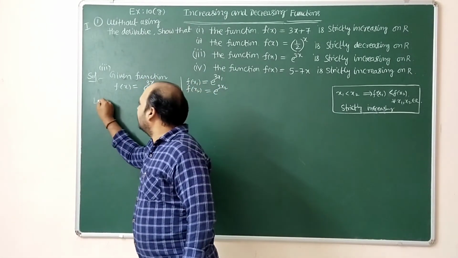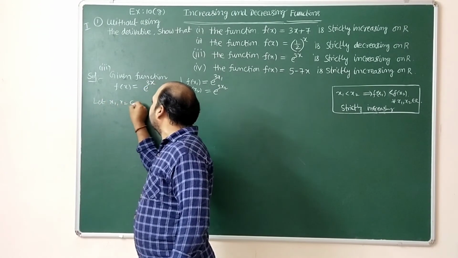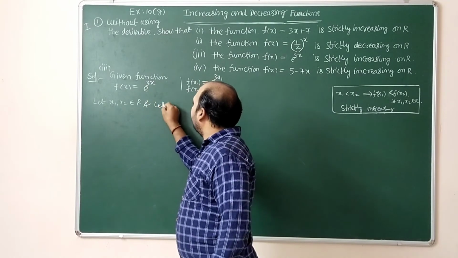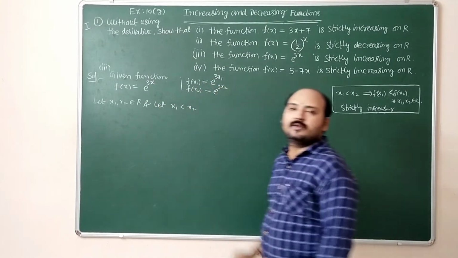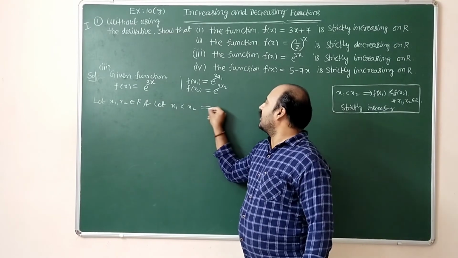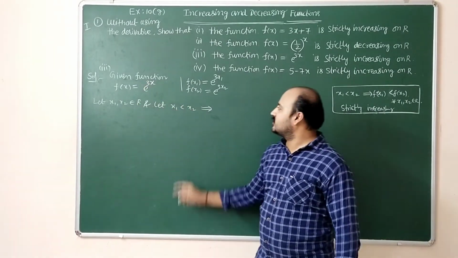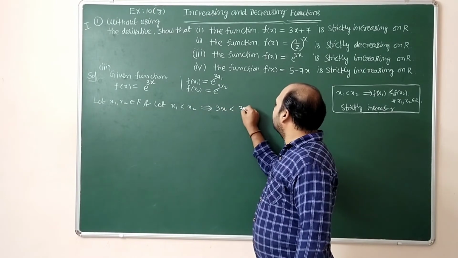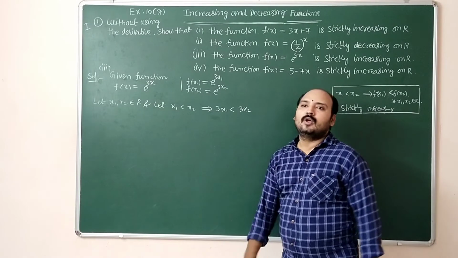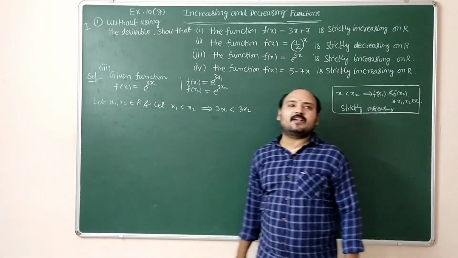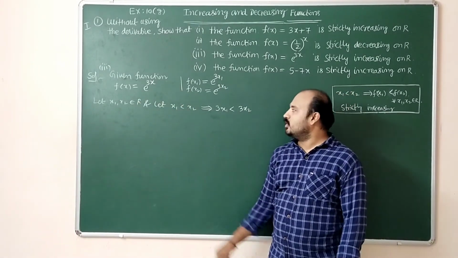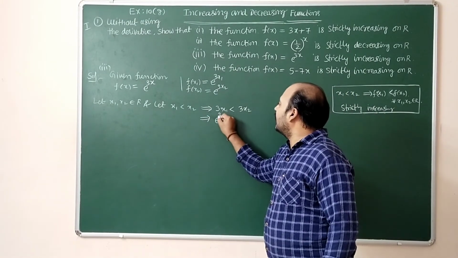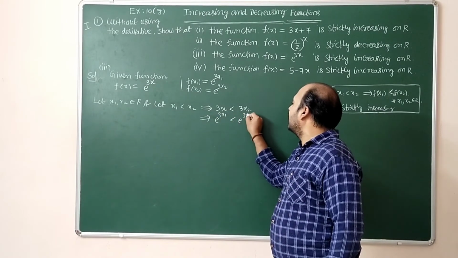First, let x1, x2 belong to real numbers and let x1 be less than x2. We are considering x1 less than x2, and the x coefficient here is 3. So multiplying on both sides by 3, 3x1 is less than 3x2. But we require the function e power 3x1 and e power 3x2, so raising the power of e, it becomes e power 3x1 is less than e power 3x2.